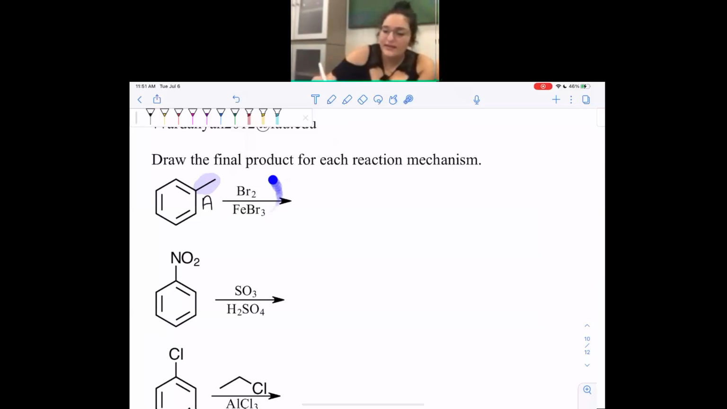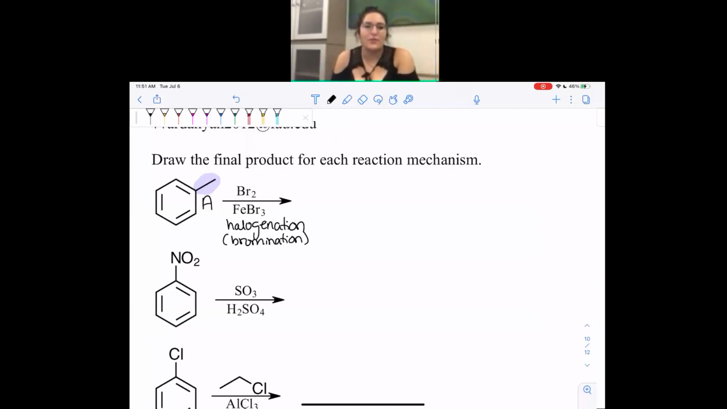Cool. And what kind of reaction is this? A bromination. Cool. Or we could also just say halogenation. But you guys were absolutely right. It is also a bromination. And when we do a halogenation, what do we add to the benzene ring? Just a halogen. Yes. Okay, cool. Just making sure.